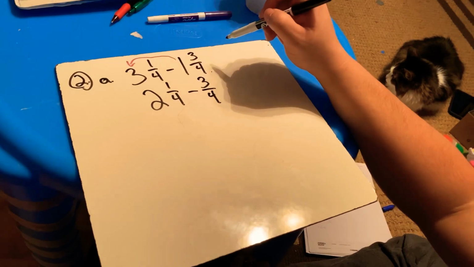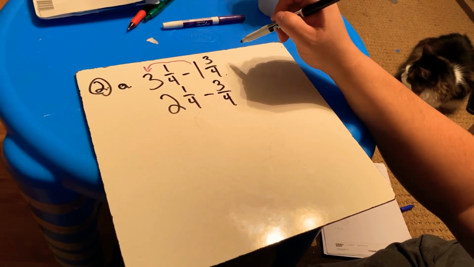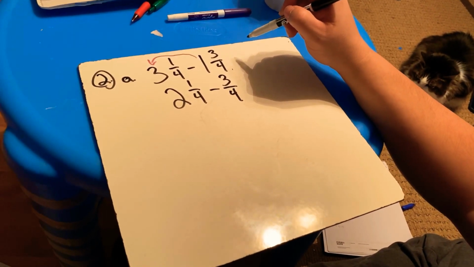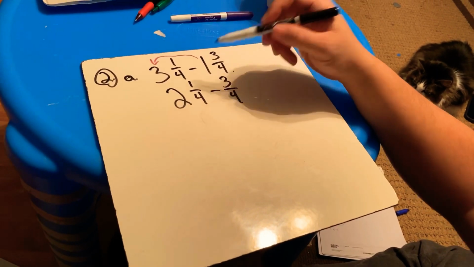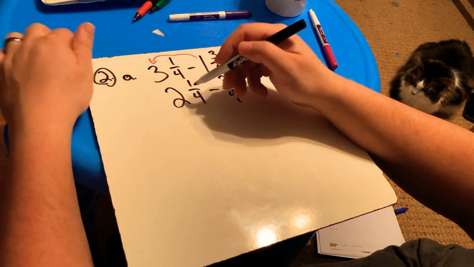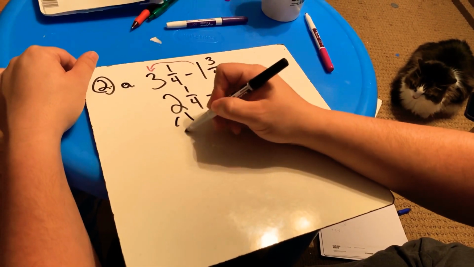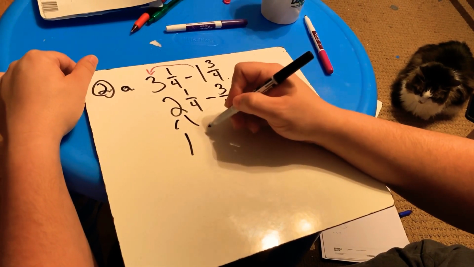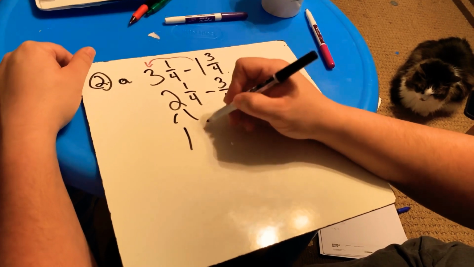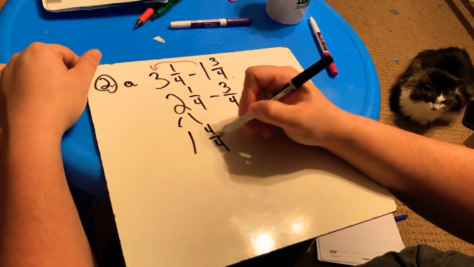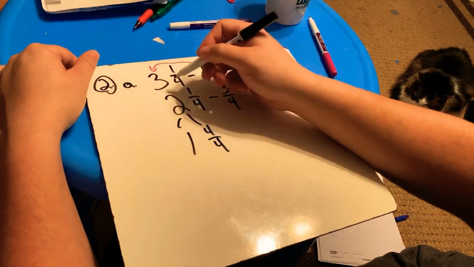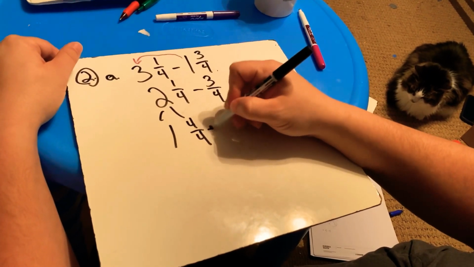Now, this should look a lot like a problem we just did up there on the top. So now what I need to do is I'm going to take one of these away. So 2 is the same thing as 1 plus 1 whole, or how many fourths? 4/4. That's 1 whole and that's 1 whole. And that 1 plus 1 is 2. And I've got that 1/4 right here.